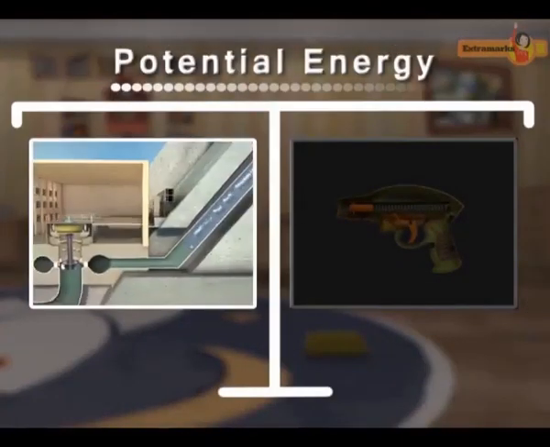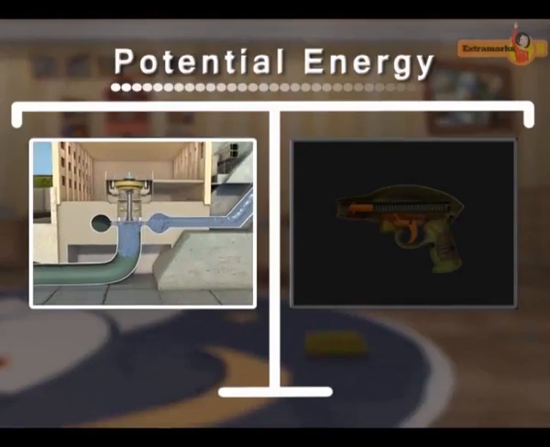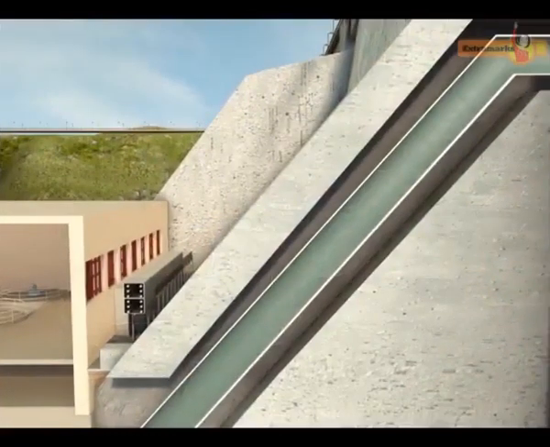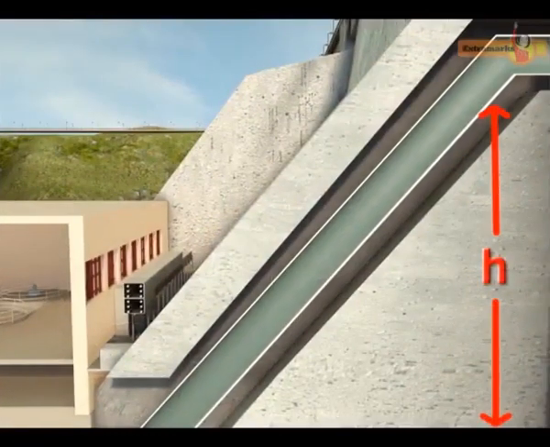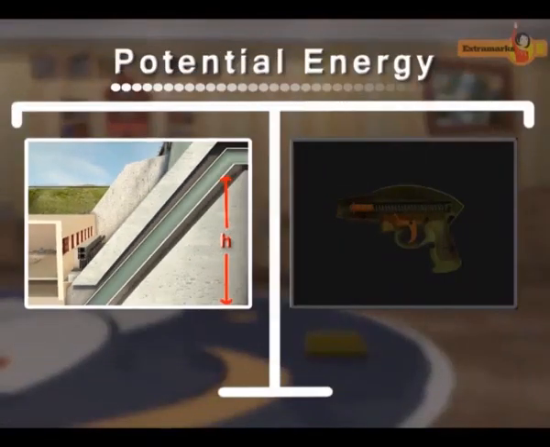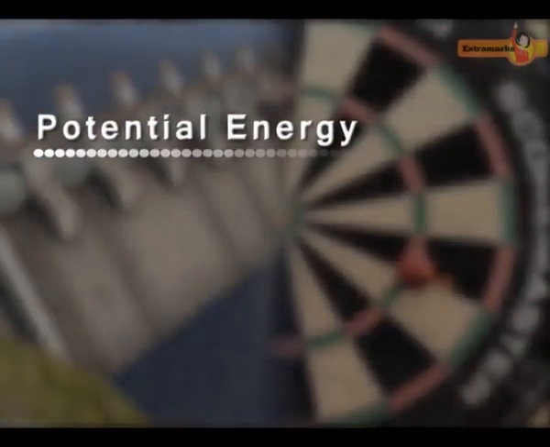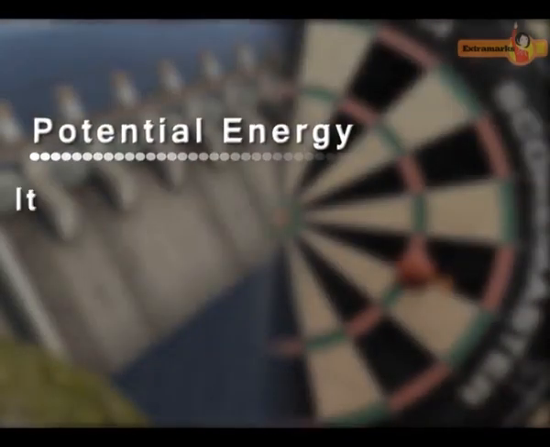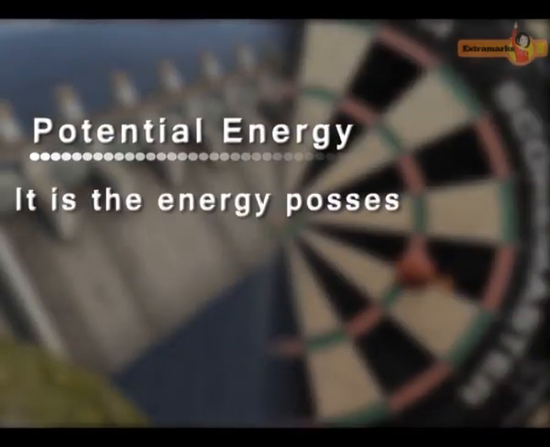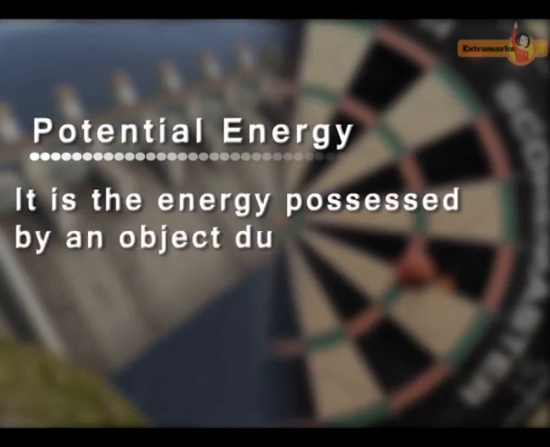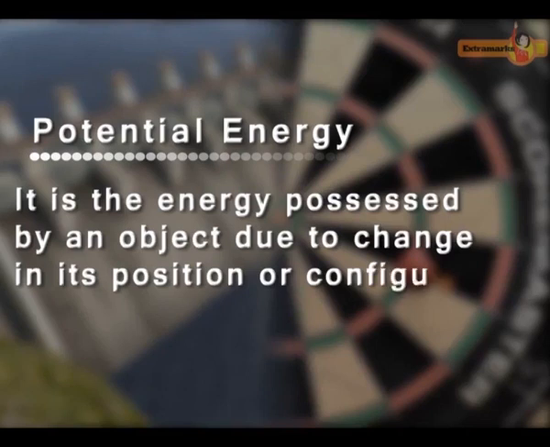We conclude that the energy of the water stored in the dam was due to its height from the ground level. And the energy of the compressed spring was due to its change in configuration. Thus, the energy possessed by an object due to the change in its position or configuration is known as potential energy.